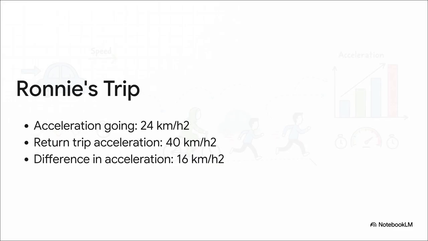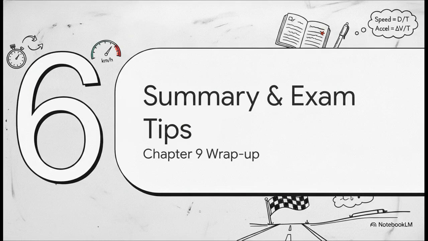Take Ronnie traveling to a cultural festival. Going there, she accelerated at 24 kilometers per hour squared. On the way back, she made the trip in 40% less time, which works out to an acceleration of 40 kilometers per hour squared. By keeping our units organized and converting carefully, we can easily find the difference between her two trips, which is exactly 16 kilometers per hour squared. No panic necessary. Well, we've covered a ton of ground today.